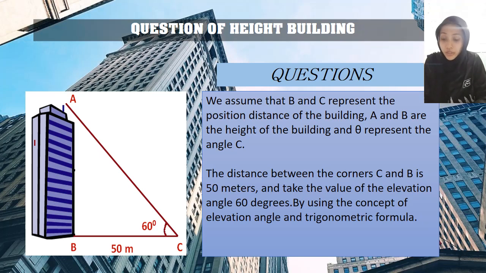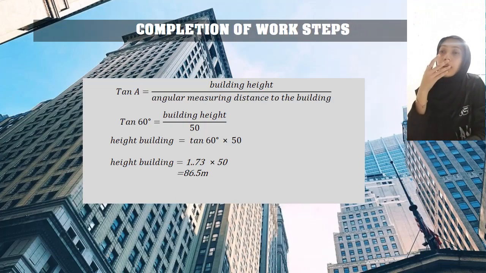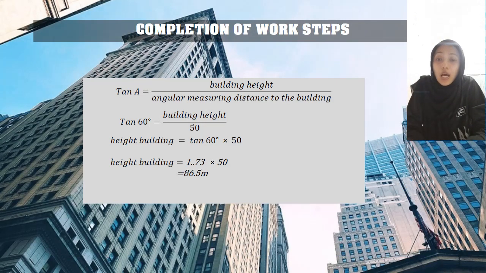Okay, the question on the height of a building is: we assume that B and C represent the position distance of the building. A and B are the height of the building and represent the angle C. The distance between the corner C and B is 50 meters and the elevation angle is 60 degrees. This question is based on the angle C facing the building. Angle C is given as 60 degrees and the distance from B to C is 50 meters.